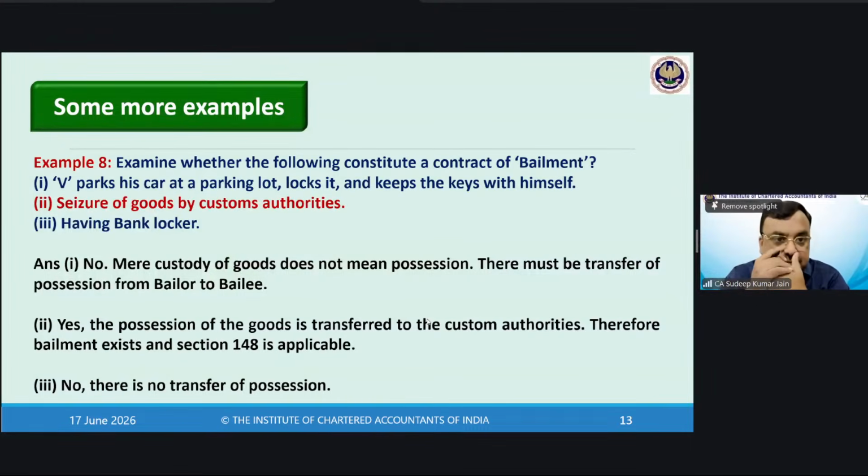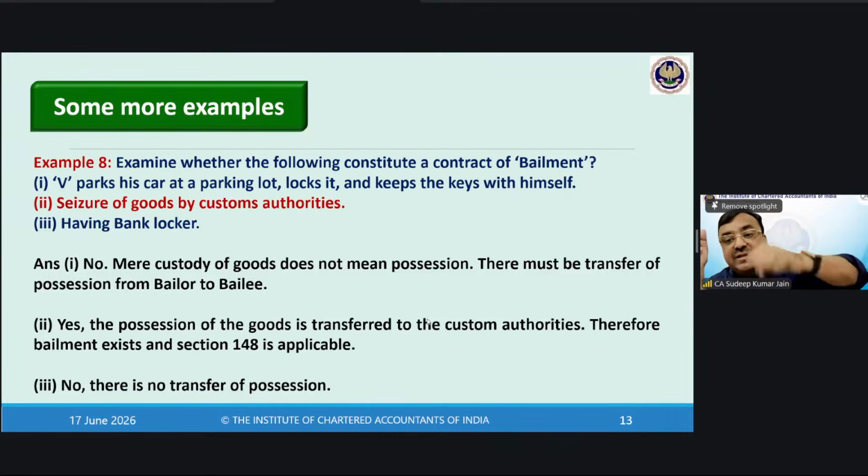Some more examples. Examine whether the following constitute a contract of bailment. A parks his car at a parking lot, locks it, and keeps the keys with himself. Seizure of goods by customs authorities. Bank locker. In the first case, no, mere custody of goods does not mean possession. There must be transfer of possession from bailor to bailee.